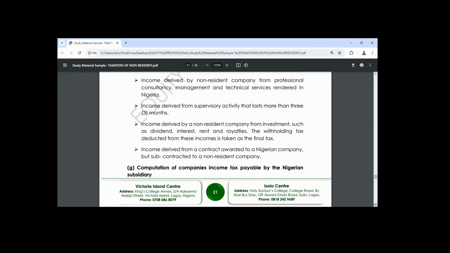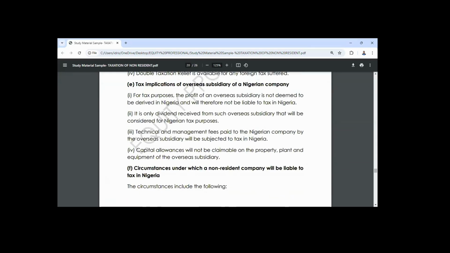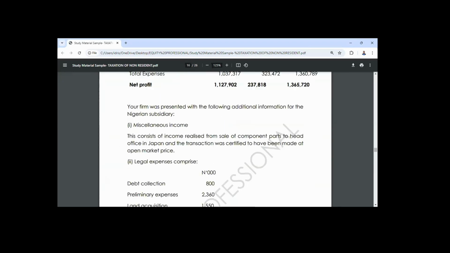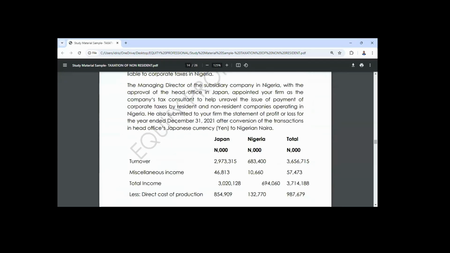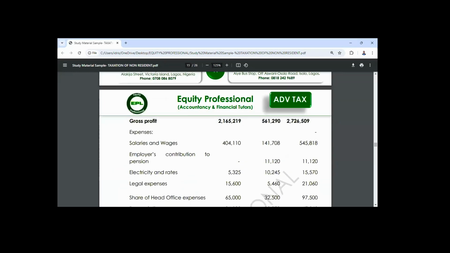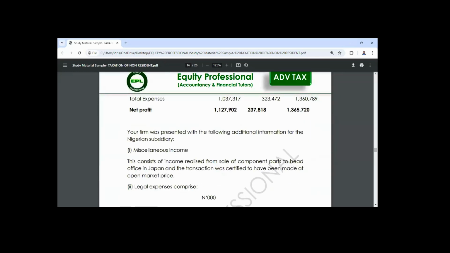The last part of the question said we should compute the company income tax that the company will pay. If you go to the question, only the Nigeria subsidiary, which is in Nigeria, will be liable to tax in Nigeria. So now let's look at their profit. The net profit of their subsidiary is 237,818.